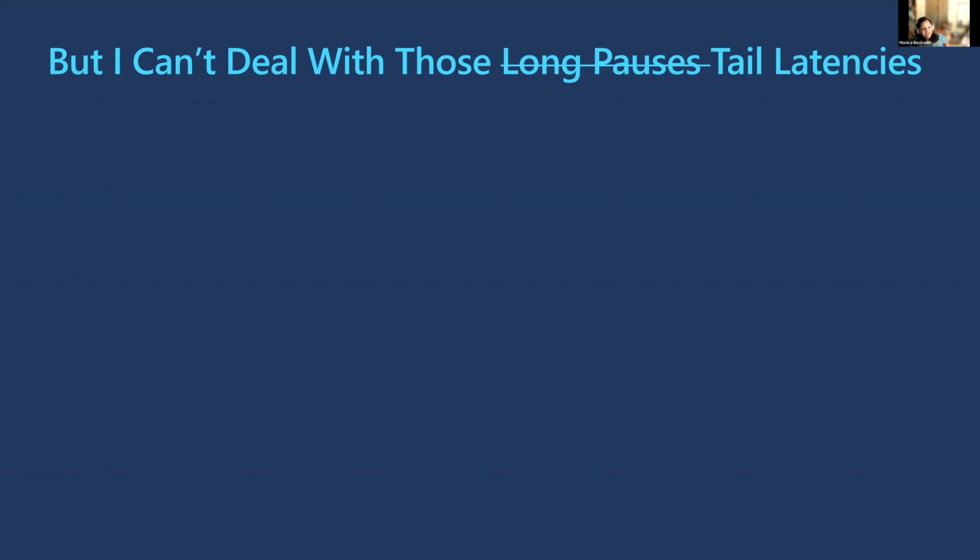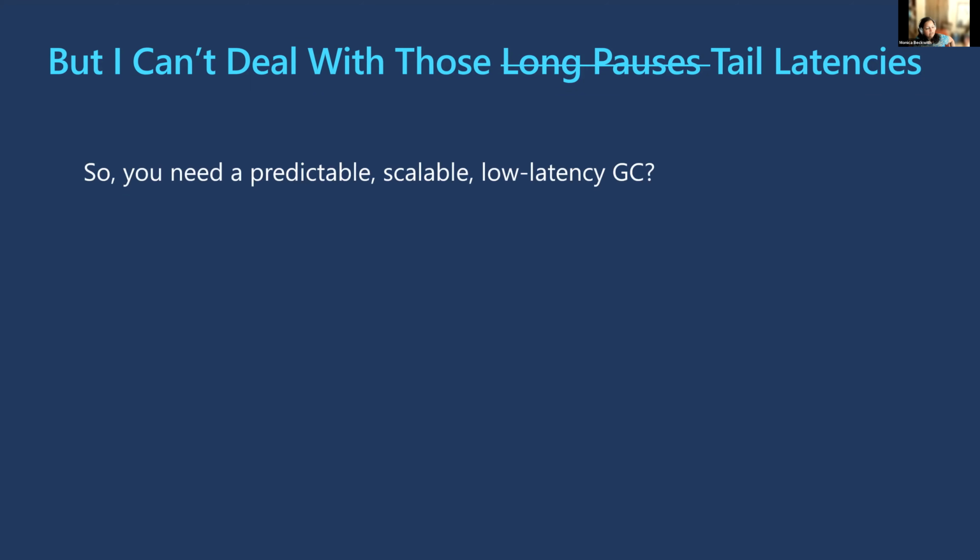So remember, we were talking about predictable GC, right? And of course, scalable as well. So what we really need is a predictable, scalable, low latency garbage collector because we want to combat those tail latencies. So we talked about partial compaction, so let's keep that, okay? But what if we make it concurrent?